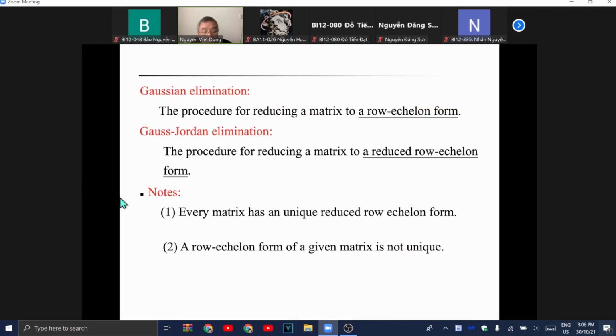Then with that notion of matrix, the procedure to reduce a matrix to a row echelon form is named Gaussian elimination. And the procedure to reduce a matrix to a reduced row echelon form, which is just a little more than the above elimination, is named Gauss-Jordan elimination. Now we have two notions of elimination, and we apply one of those to solve a system of linear equations.